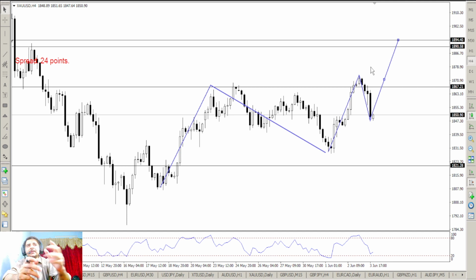And sometimes, you know, the three drives pattern will not always be an ideal one, the one that I usually discuss in my videos. Every time it will not be an ideal one, and you have to practice, and you have to make proper understanding of the strategy to understand the three drives pattern. So yes, this is a three drives pattern.